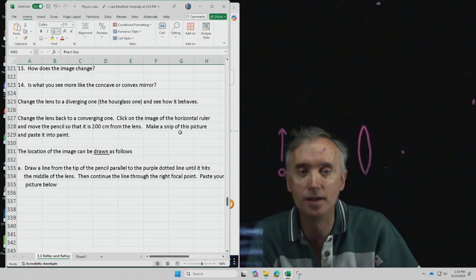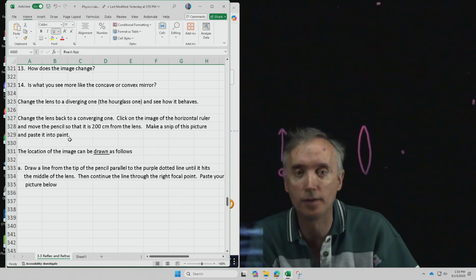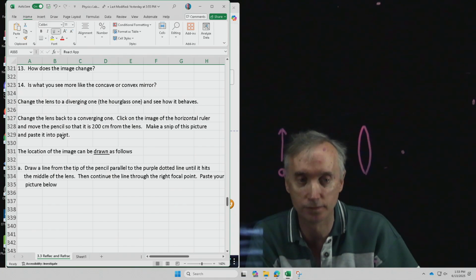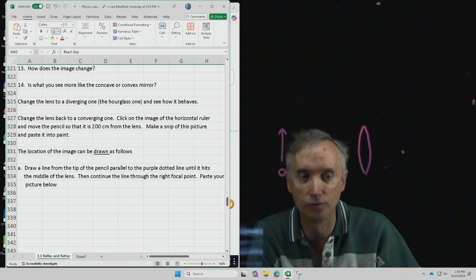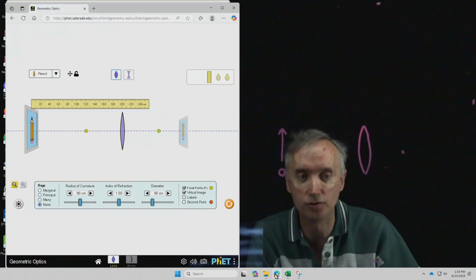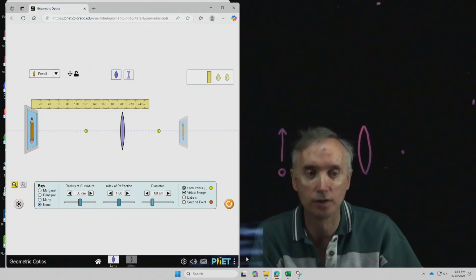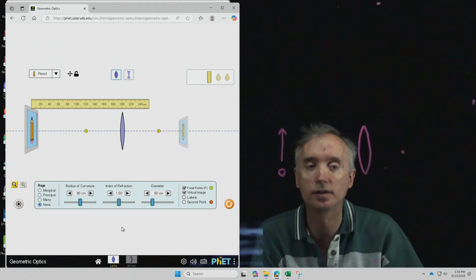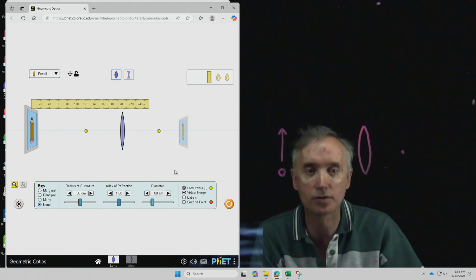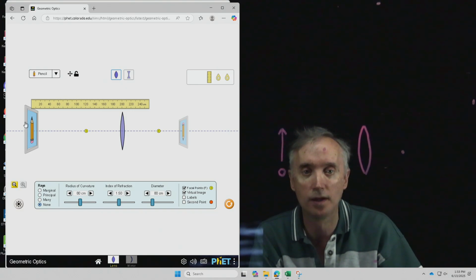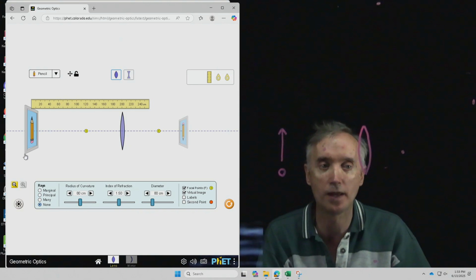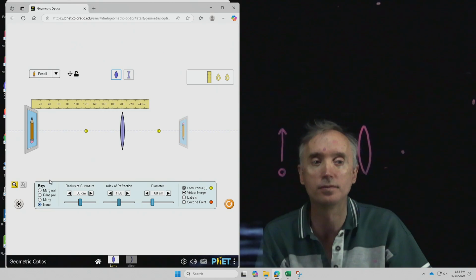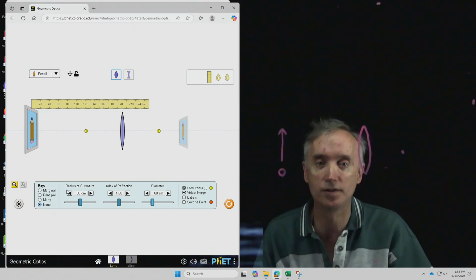So 200 centimeter. So this is going to be 2 meters away from it. Make a snip of this picture and paste it into Paint. I won't do it for you, but you should know how to do it. I'm going to click on my snipping tool and make a picture of this and then put it into Microsoft Paint, because what we're going to do is mark on the paint.